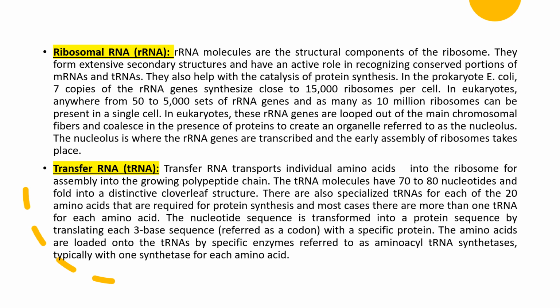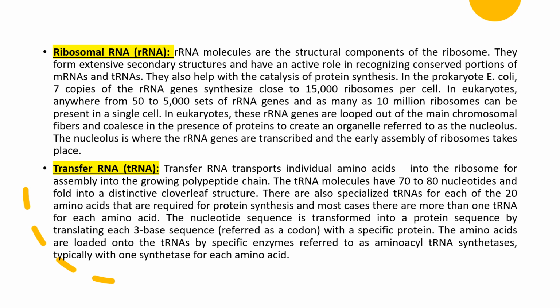Transfer RNA, or tRNA. Transfer RNA transports individual amino acids into the ribosome for assembly into the growing polypeptide chain. The tRNA molecules have 70 to 80 nucleotides and fold into a distinctive cloverleaf structure. There are also specialized tRNAs for each of the 20 amino acids that are required for protein synthesis, and in most cases there is more than one tRNA for each amino acid.